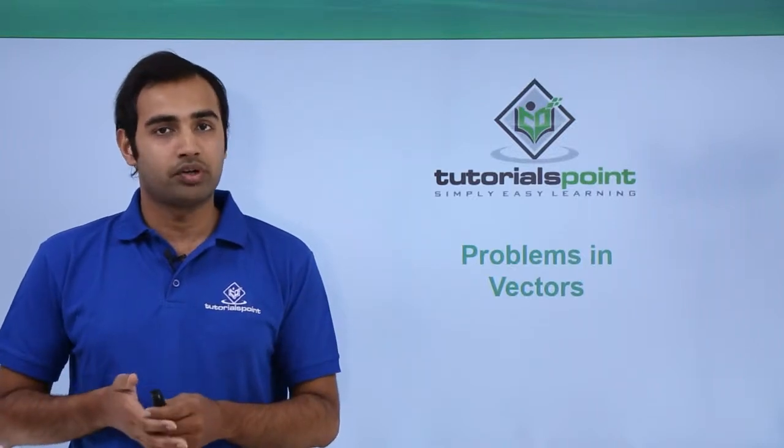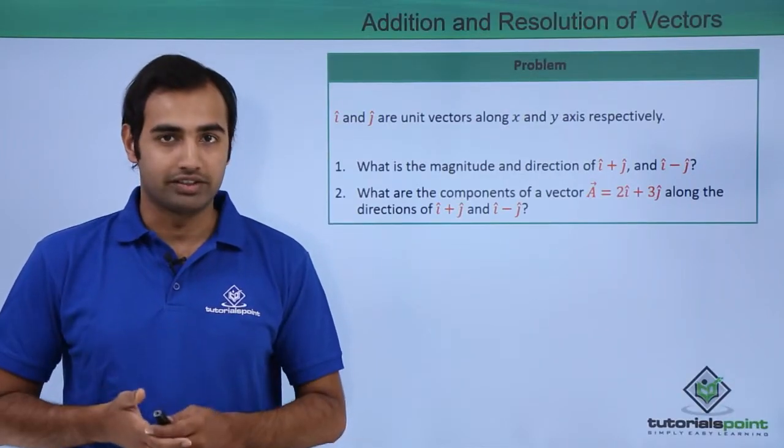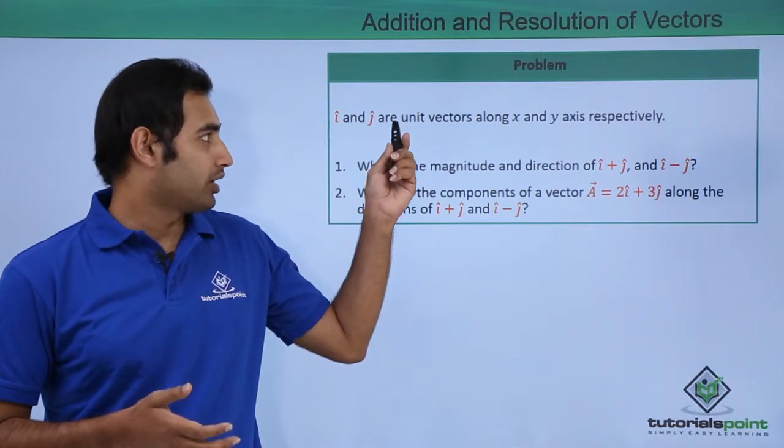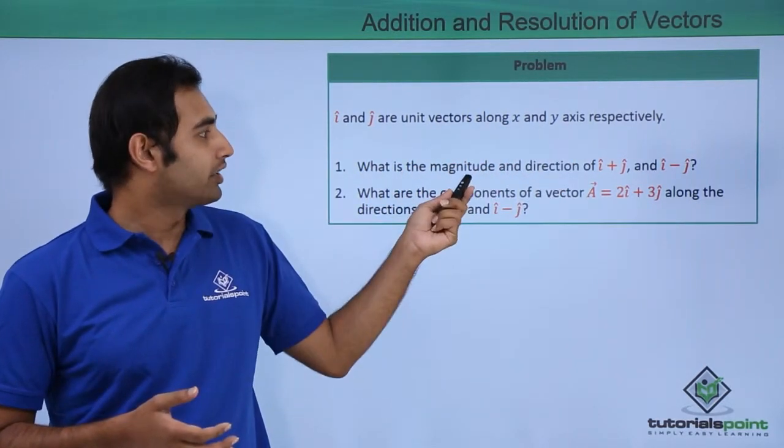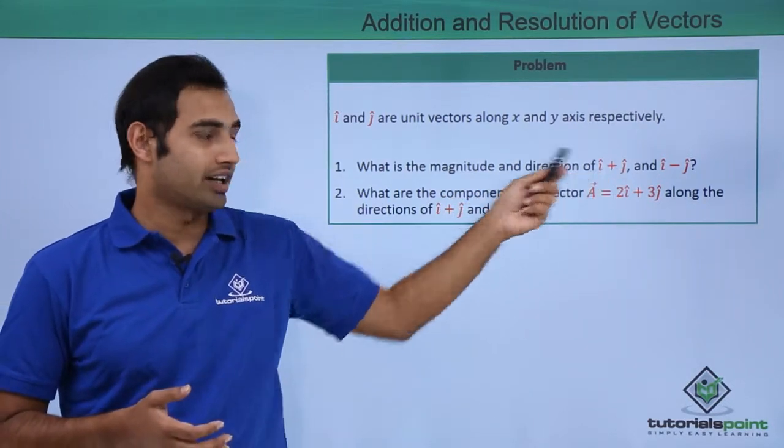Let's talk about another problem in vectors. The problem goes like this. i cap and j cap are unit vectors along the x and y axis respectively. What is the magnitude and direction of i plus j and i minus j?